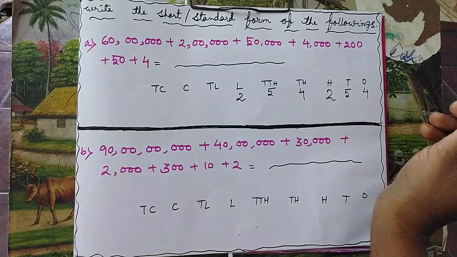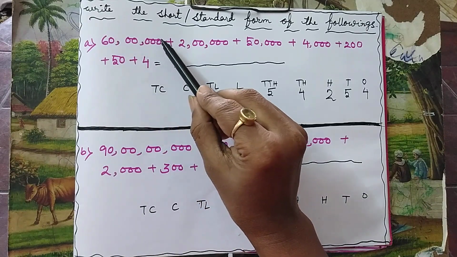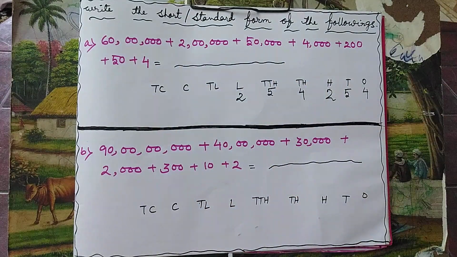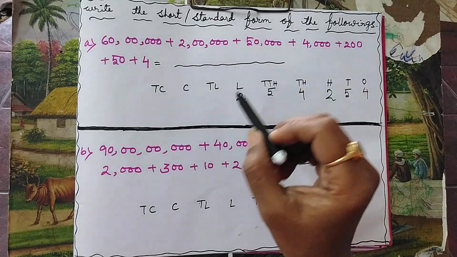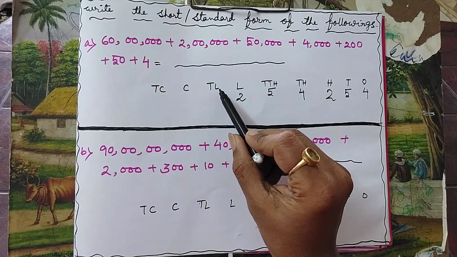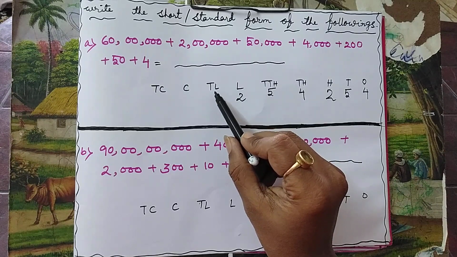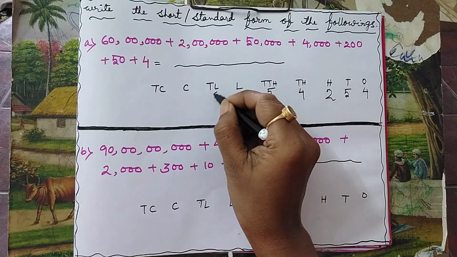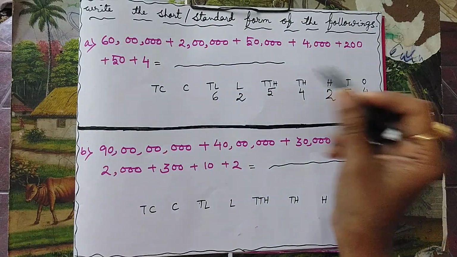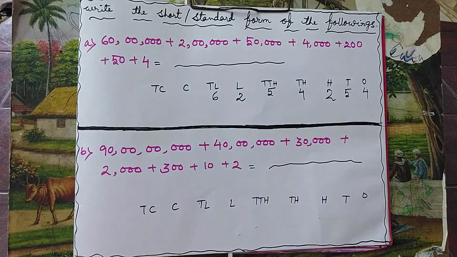Then go to this number. How many zeros are there? Count 1, 2, 3, 4, 5, 6. 6 zeros are there. Okay. So 6 zeros belong to 10 lakhs place. In 10 lakhs place, how many zeros are there? 6 zeros are there. So what is the digit that we have to write? We have to write 6. Okay. 10 lakh is equal to 60 lakh.